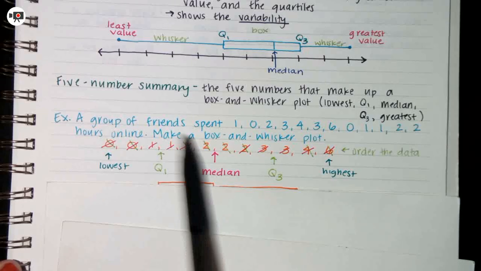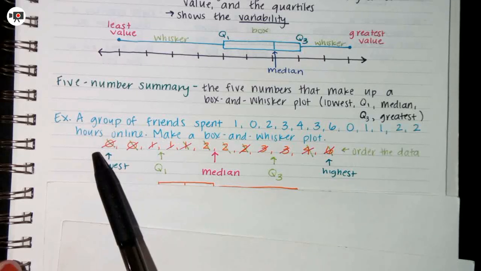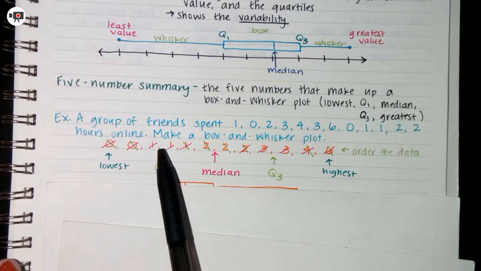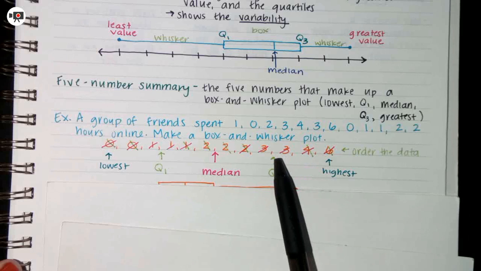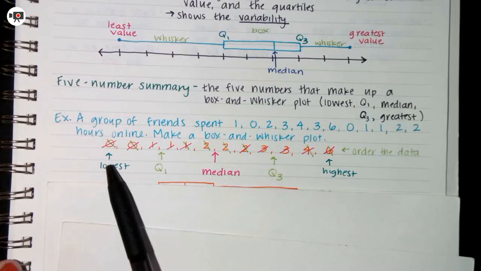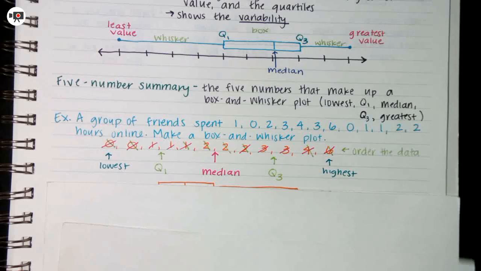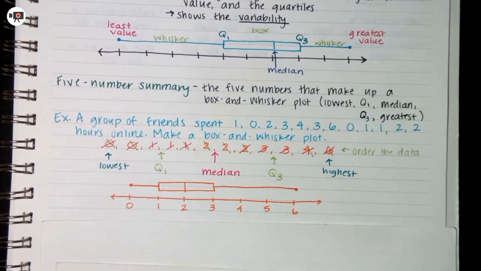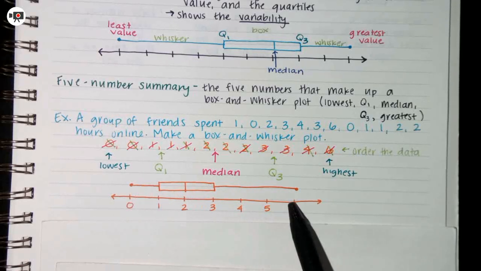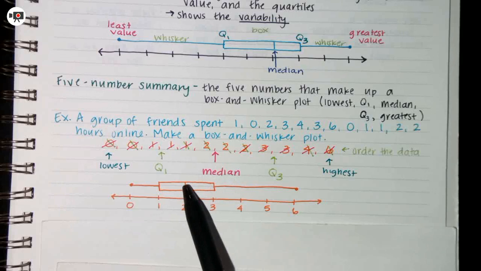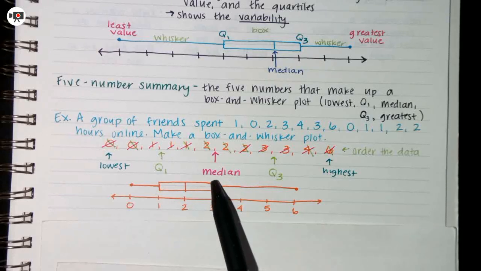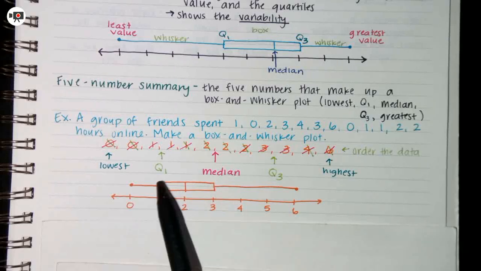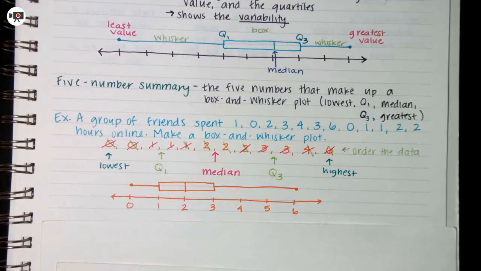Then I find quartile 1 by finding the middle of the bottom half, which is between 1 and 1. And quartile 3 is the middle of the upper half, so numbers between 3 and 3. Then I identify the lowest and the highest numbers. And then I put those on my box-and-whisker plot. The lowest is 0, the highest is 6, the median is at 2, quartile 1 is at 1, and quartile 3 is at 3. And then I draw my box around quartile 1, median, and quartile 3.